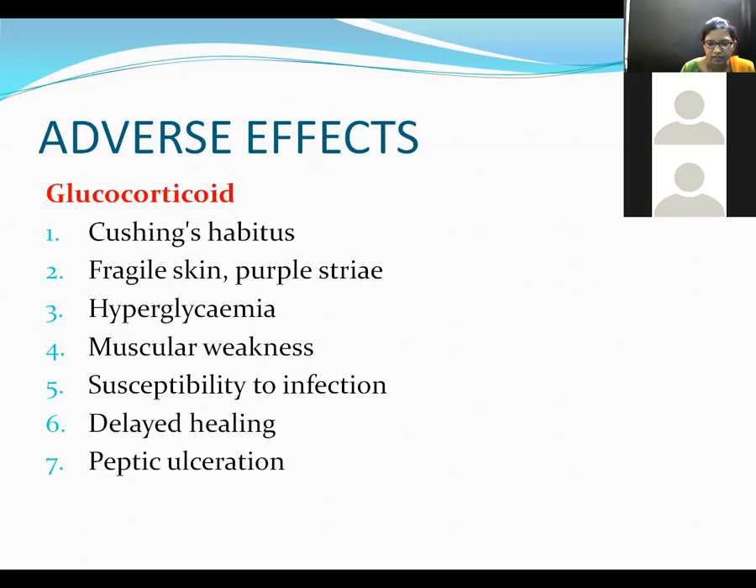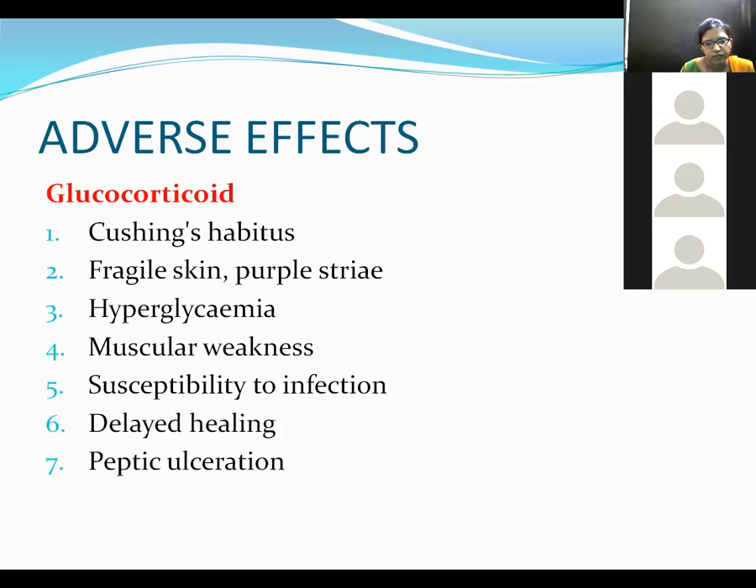Hyperglycemia, glucocorticoid increases the blood sugar level. Then muscular weakness. So an optimal level of glucocorticoids is required to maintain the muscle tone. If it is deficient, then also muscle weakness occurs. If it is in excess, then a catabolic reaction is triggered and muscle weakness occurs. So the optimal level is sufficient for glucocorticoid. Excess will lead to muscle weakness.